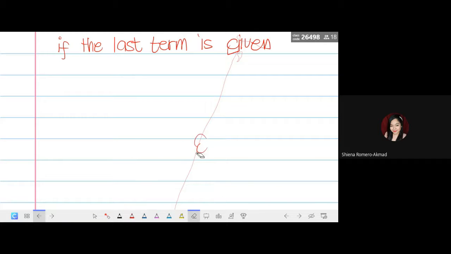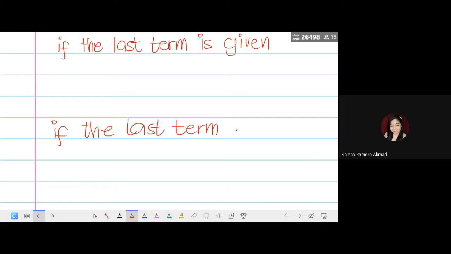Una, if the last term is given. And pangalawa, if the last term, of course, is not given. Okay, so meron tayong dalawang sitwasyon. If the last term is given and if it is not given.